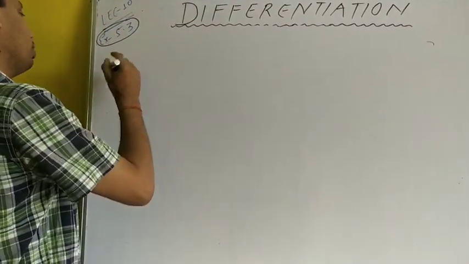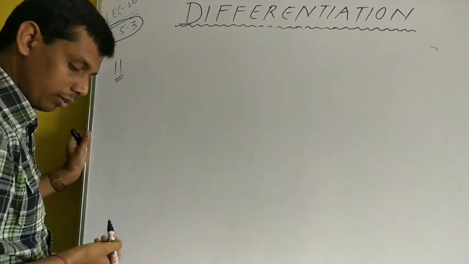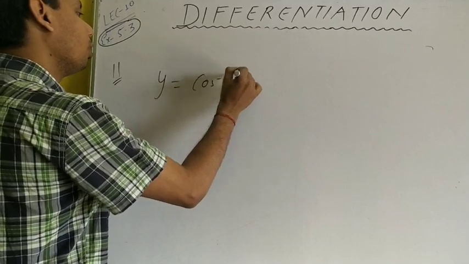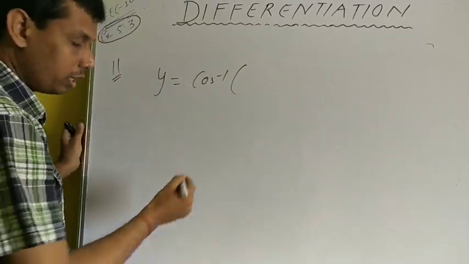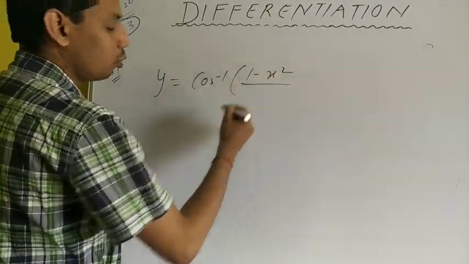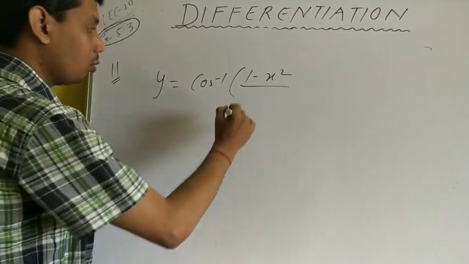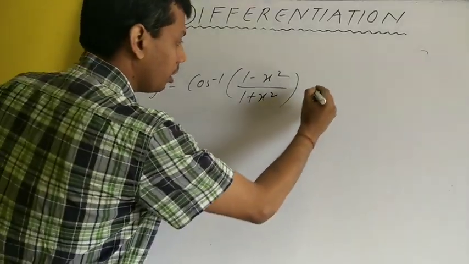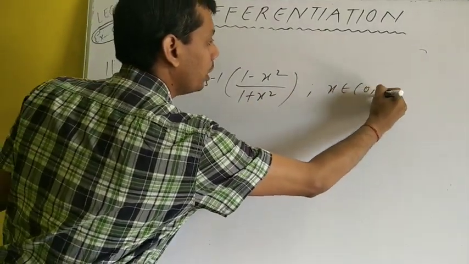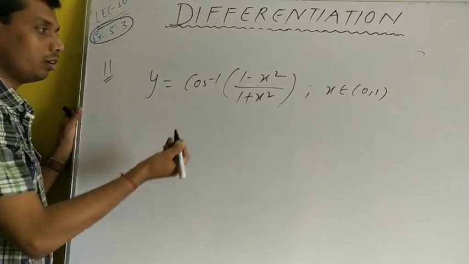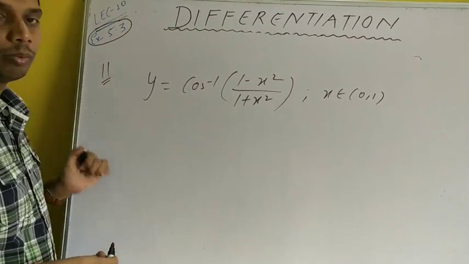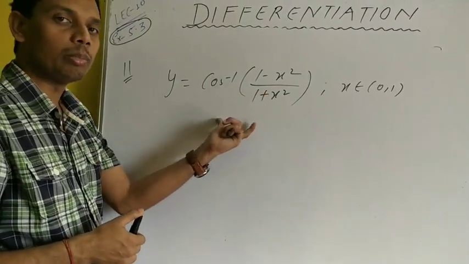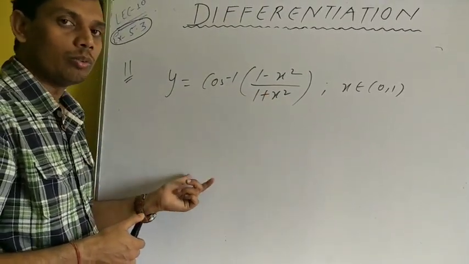Question number 11. In question number 11, y is equal to cos inverse of (1 minus x square) by (1 plus x square), where x belongs to the open interval 0 comma 1. Now this is the given question, we have to differentiate it. Now the differentiation of cos inverse x is what? Minus 1 upon root over 1 minus x square.